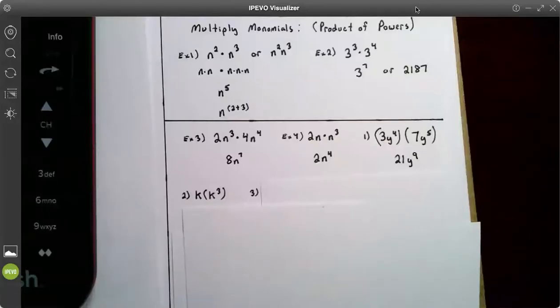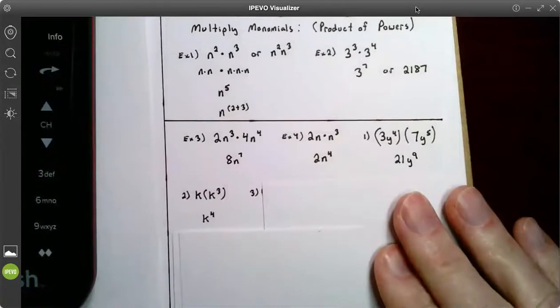Try number 2. Number 2 is k to the 4th. I have 1 k here plus 3 more k's here for a total of 4 k's.